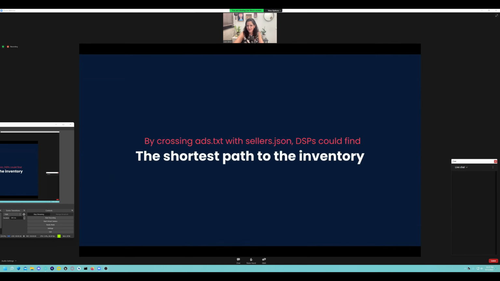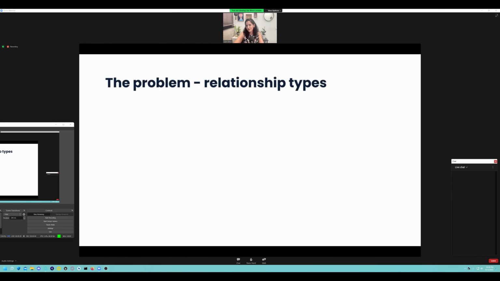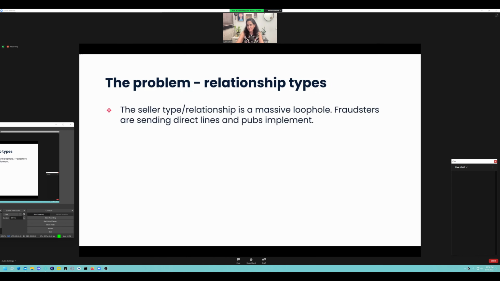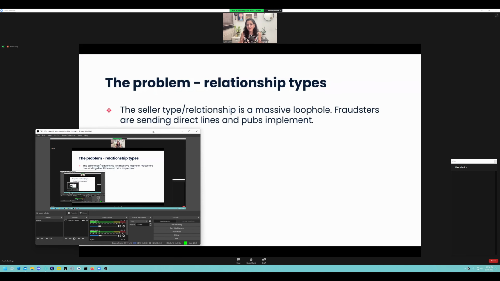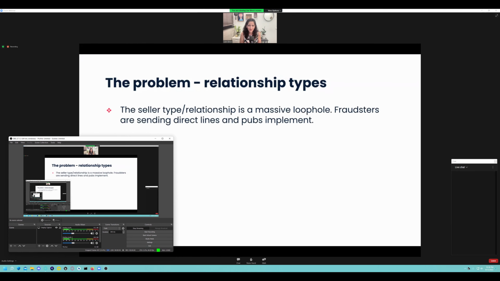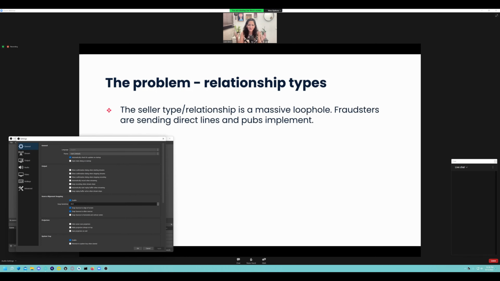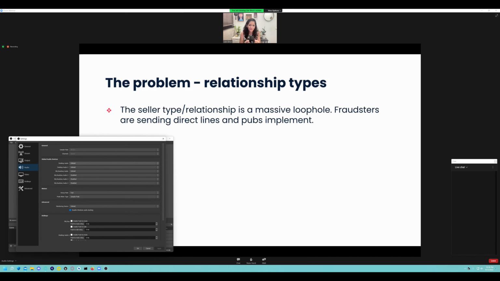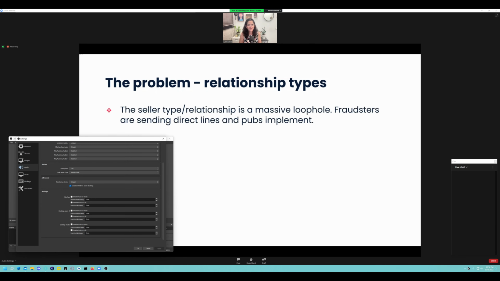path to the inventory. But the problem lies in field 3, which is the relationship type, which is the reseller or the direct. We know that this is a massive loophole. So in the last 18 months, we've been talking to dozens of publishers and asking them about this field 3. Do they know what direct really means? Do they know what a reseller means? Not in the general term, but more from the Ads.txt perspective. And frankly, most publishers don't really understand the difference.